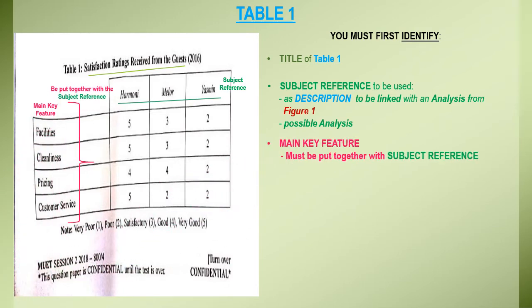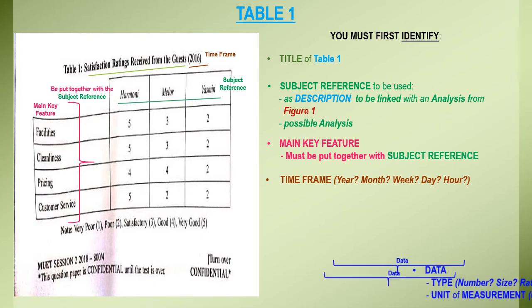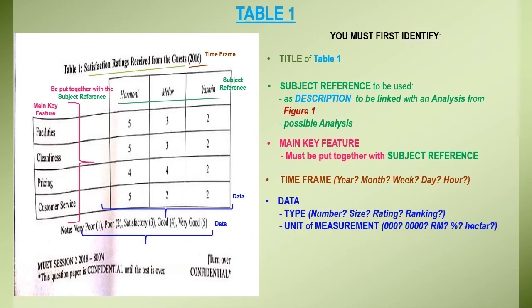You also need to look for the main key feature, time frame, and data. In this visual, there are 2 types of data. The first type is rating data, and the second one is number data. I have explained earlier on what number data is.